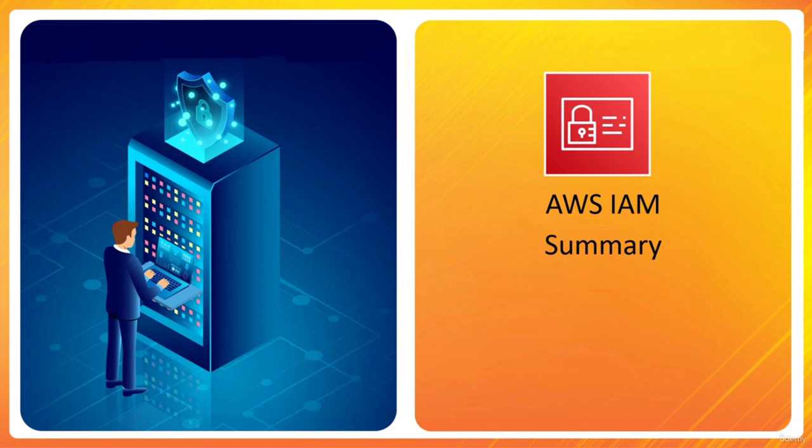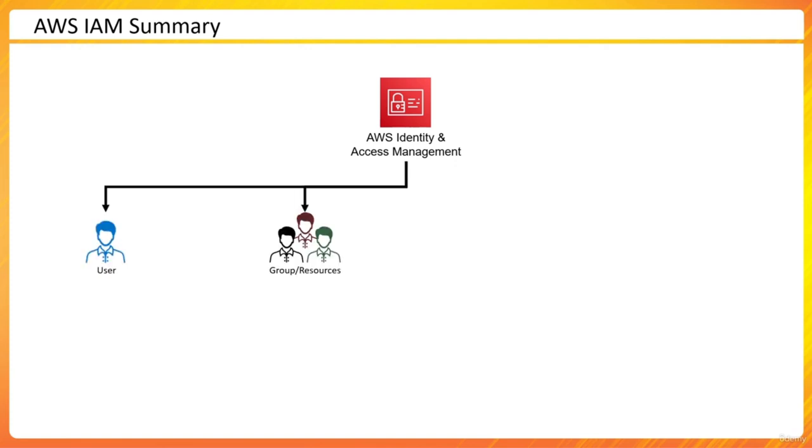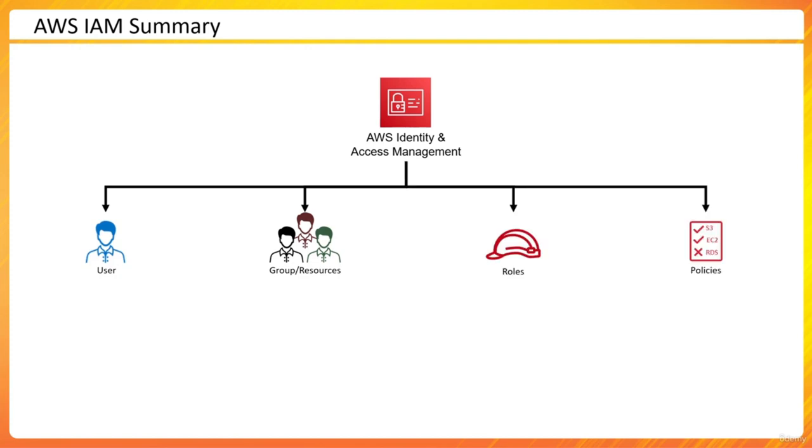Let me summarize whatever we have discussed so far in IAM, and it would be a good summary to retain all the knowledge which we have. So in AWS Identity and Access Management, we can create users, we can create groups, right? And we can have roles created, and we can have policies. Policies is a JSON document. It would allow you to access something or deny something.